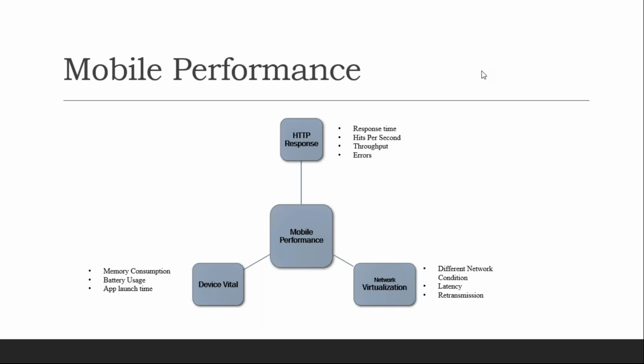Similarly, the next important one is device vitals. Device vitals are whatever you are going to measure on the device. On the device, what will you usually measure? The memory consumption when you install an app, what the battery usage is, and the app launch time. There are other metrics as well, but these are the key metrics people predominantly focus on.